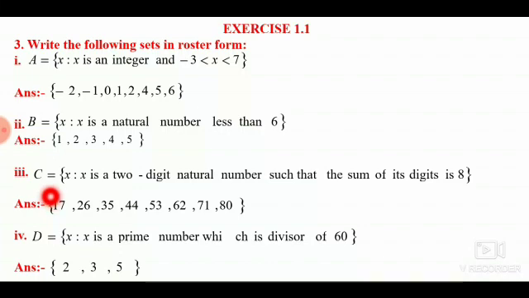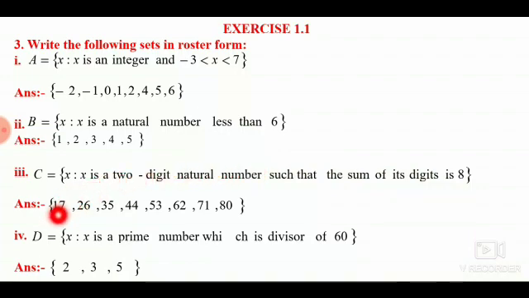Dear students, moving to the next question. C is a set containing X such that X is a 2-digit natural number, and the sum of its digits is 8. The number must be a 2-digit number, meaning 10 or more than 10. This form is called a set builder form. Now we are going to write it in the roster form.